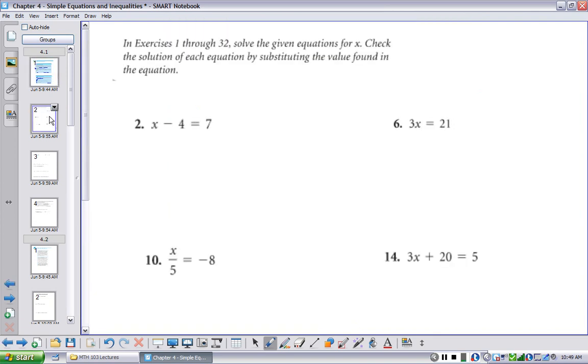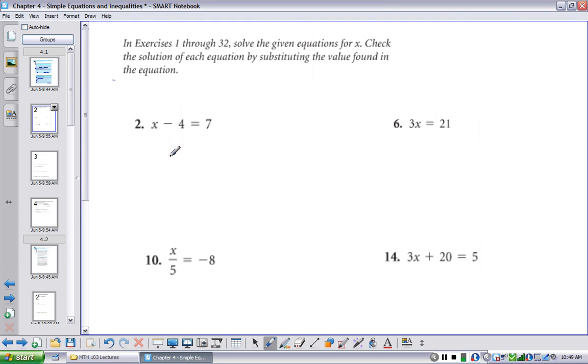So what we're going to do now is look at some equations. It says solve for x and then check your solution. We're going to check some of these solutions in the beginning, but for time's sake, we're not going to go through and check every single one. The first question we're going to look at is x minus 4 equals 7.